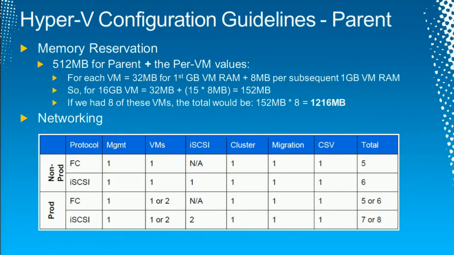It's probably the biggest question I get. How is it best to configure networking from a VM perspective, from a host perspective? There's a little bit of head scratching that goes on. Do I need this many NICs? What is the best practice?